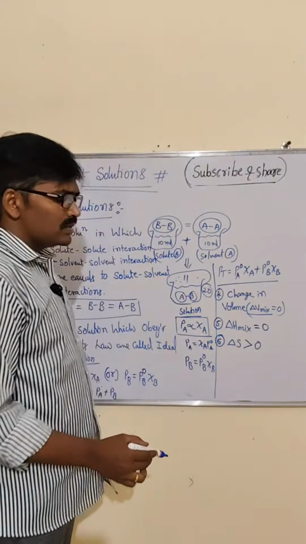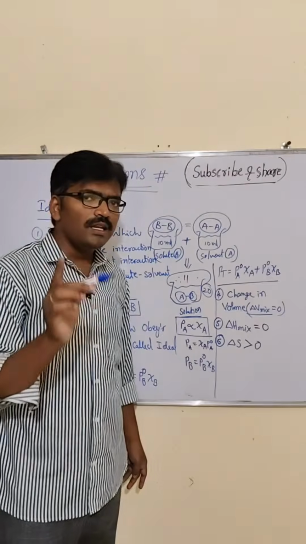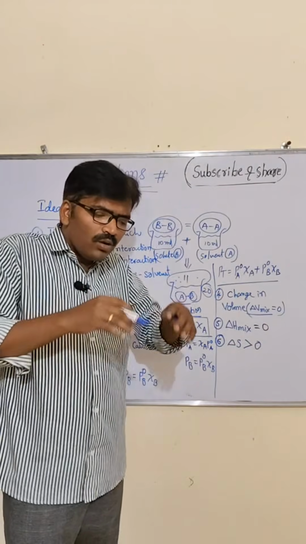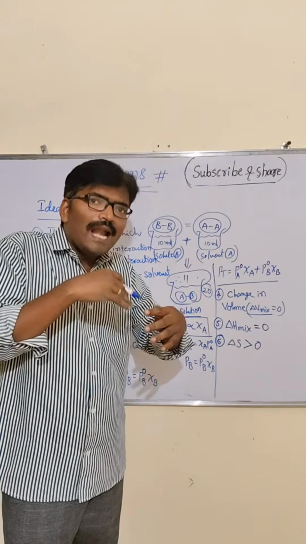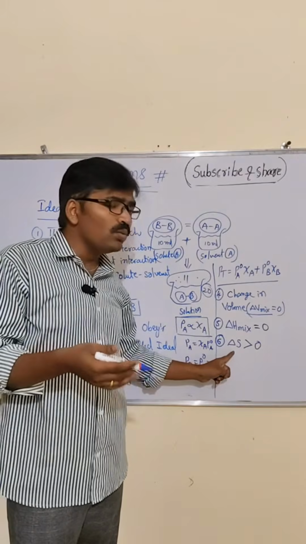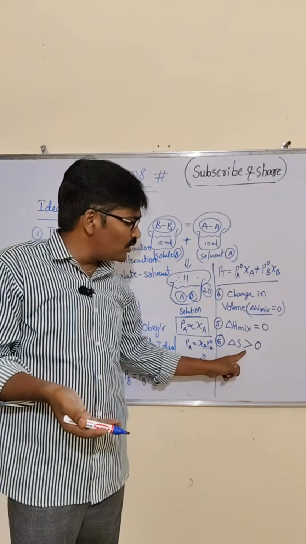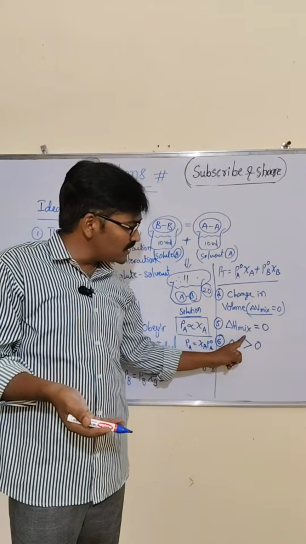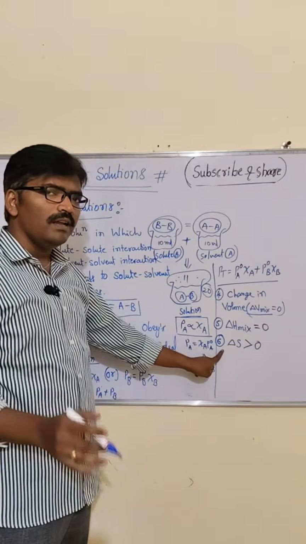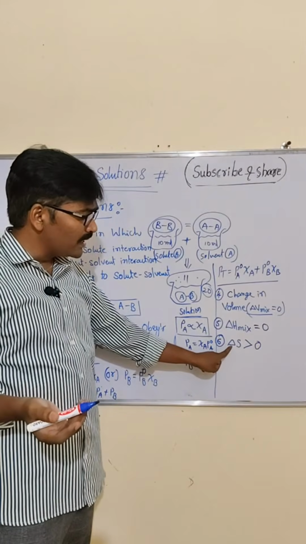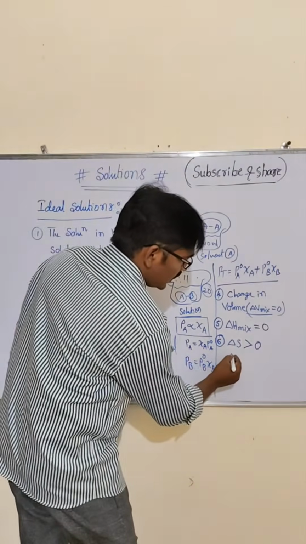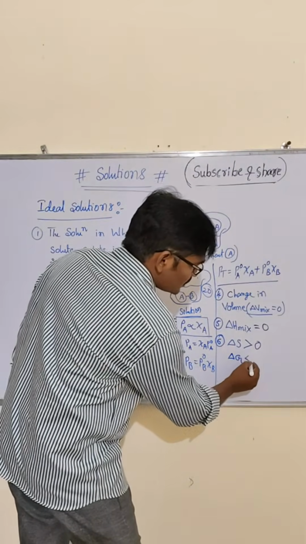Then the sixth one, delta S, is always greater than 0. Why? When any two liquids or any two gases are mixed, the randomness of the particles automatically increases, so the change in entropy increases. Delta S is greater than 0. Not only for ideal solutions, even for non-ideal solutions, delta S is greater than 0. This won't change. One more, delta G is less than 0.